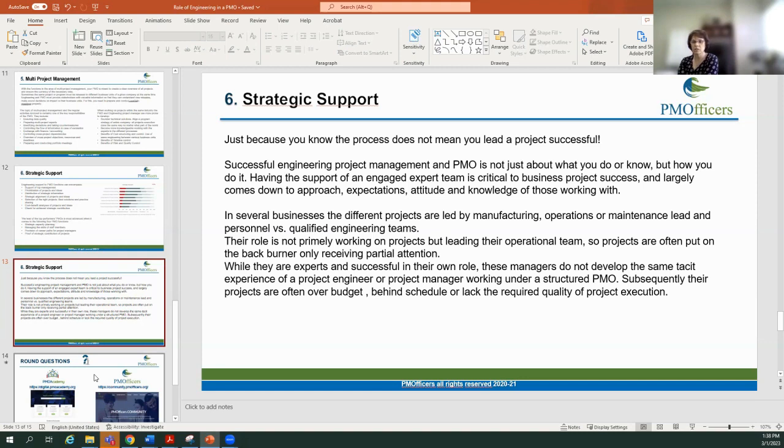Subsequently, their projects are often over budget, behind schedule, or lack the required quality of project execution. Sometimes they even forget items that should have been included in the scope of work. So it's very, very important that a company has a good PMO, and even if they don't work under a PMO umbrella, just try to standardize the ways of doing, the ways of executing, the ways of developing projects, and always try to maintain a standard of how you're executing some of these projects.